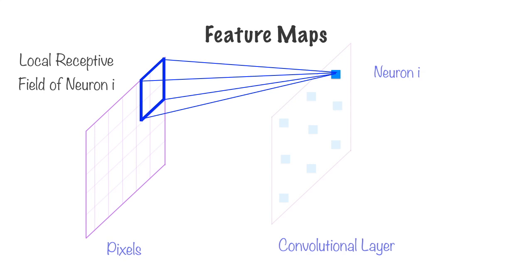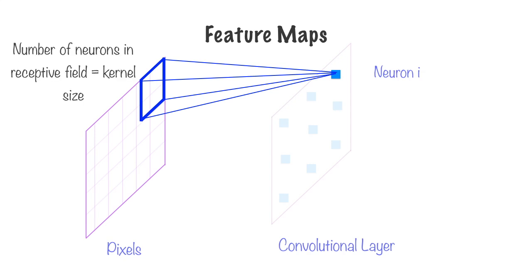Every neuron in a feature map has an associated local receptive field. Here you can see depicted on this screen the local receptive field of neuron I. This local receptive field, if this is an input layer, will be the pixels in the input matrix, or if it's one of the intermediate layers in the convolutional neural network, will be neurons from other feature maps. The number of neurons in this local receptive field is equal to the size of the kernel that we've chosen.